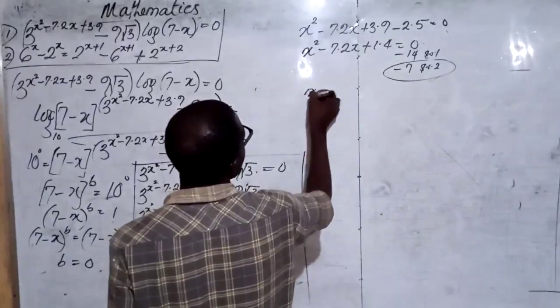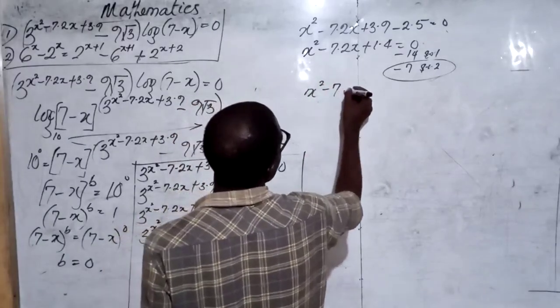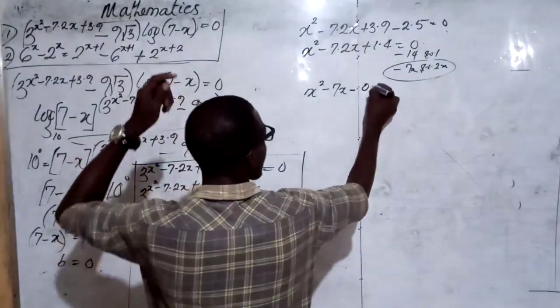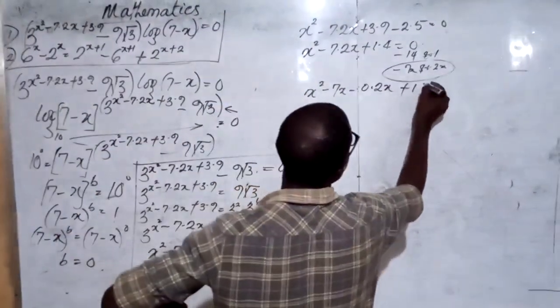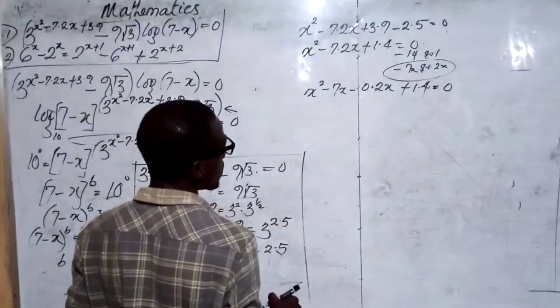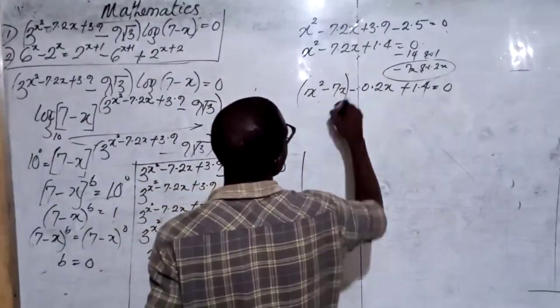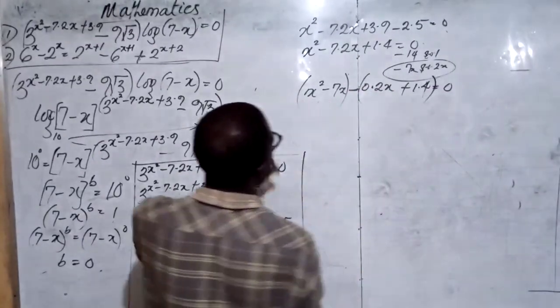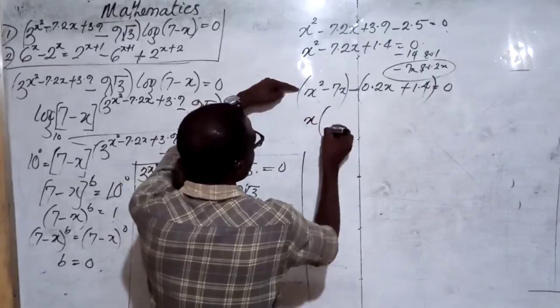So we have x squared minus 7x, so we add x here, then minus 0.2x plus 1.4 is equal to 0. All right. Good. So from here, we can now factorize. There's a minus here. So what is common between this and this? X is common.